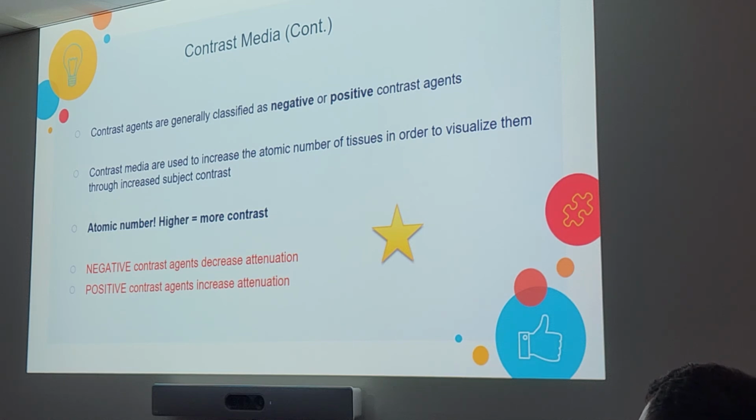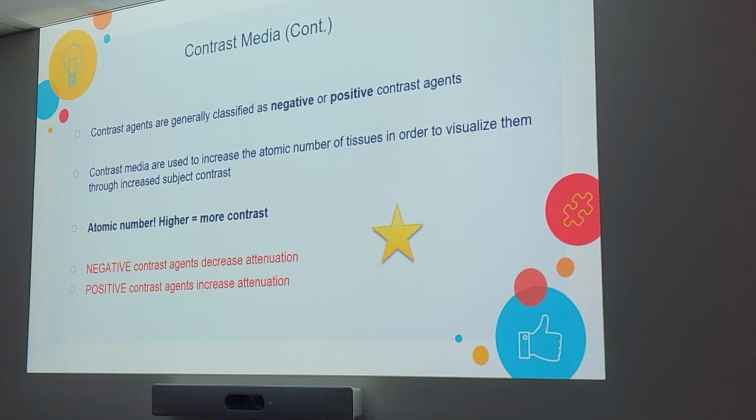So, negative contrast agents show up very dark. Examples are air or CO2. Positive contrast agents show very bright. Why do they show bright? Because of the high atomic number, which means they absorb more X-rays, right? Yep. And the purpose of using contrast media is to increase the atomic number of the tissues.